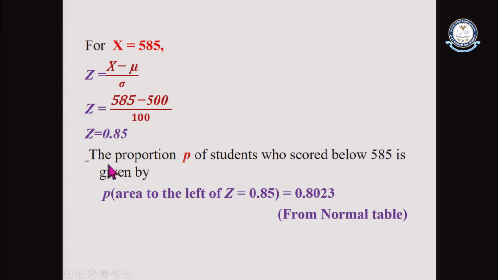The proportion of students who scored below 585 is given by the probability of the area to the left of Z equal to 0.85. I can explain this in tabulated form also. For that, I got this value from the standard normal table. A student should be able to identify this normal table value, so I will explain how to make use of this table in this example.